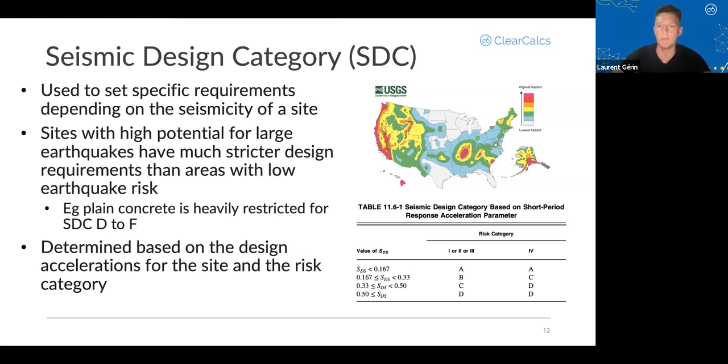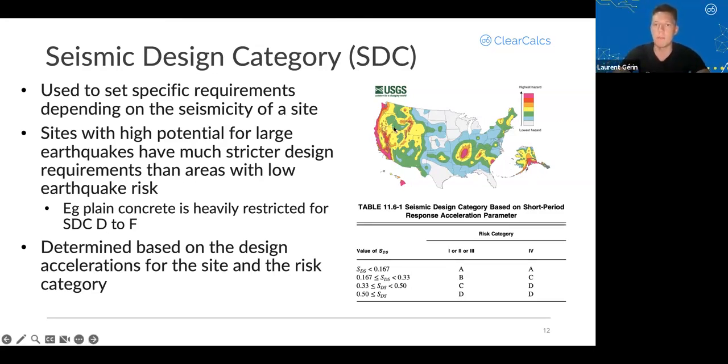Other examples might be cantilevered columns that don't have a lot of ductility inherent to them. They might be restricted in higher SDCs, different stuff like that. But basically the idea here is it's a system that lets us add different requirements based on how bad the earthquakes in this area are expected to be.